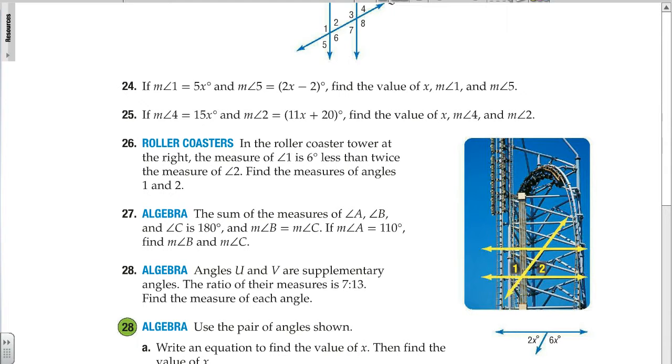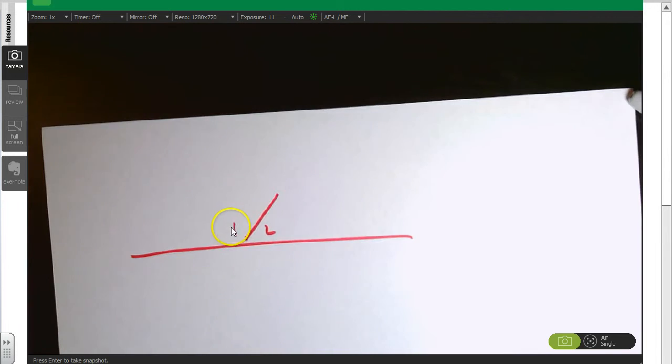And then 26, let's look at 26. In the roller coaster tower at the right, the measure of angle 1 is 6 degrees less than 2 times the measure of angle 2. Find the measures of angles 1 and 2. So in the drawing, I got 1 and 2. Okay, so here's 1. Here's 1, here's 2.